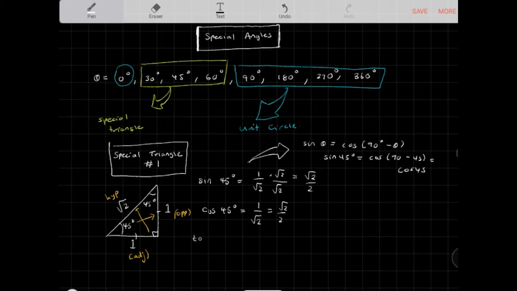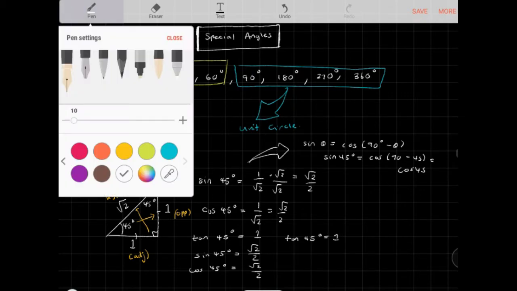And tan 45 degrees is basically equal to opposite over adjacent, which is 1. So therefore, the values for the special triangle number 1 here, right, we can notice that sine 45 degrees is square root 2 over 2. Cosine 45 degrees is square root 2 over 2. And tan 45 degrees is 1. Okay, so those are the summary of our values for 45 degrees.